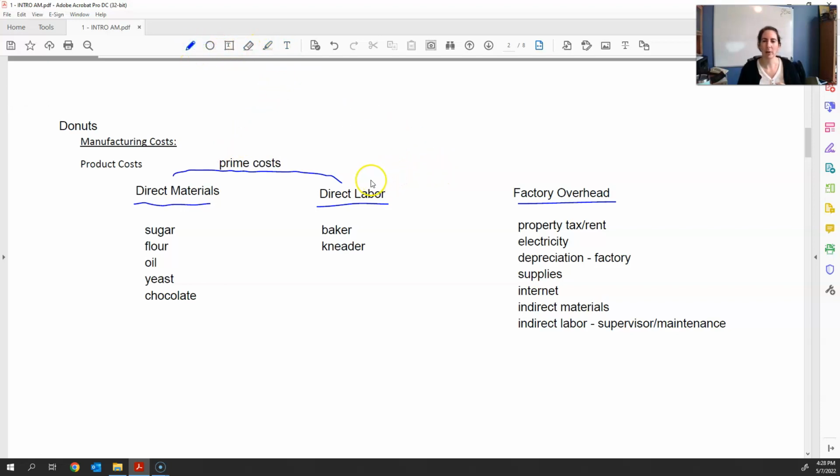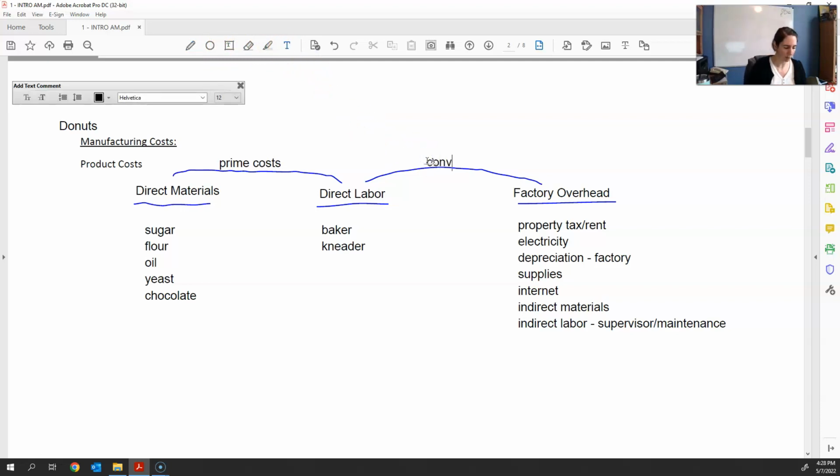Okay. Direct labor and factory overhead together are what are called conversion costs. And that's going to play into something a bit later. But just so you know, these are considered conversion costs. The reason is, you think about it, you're taking direct materials, your raw materials, and you're converting them. You need direct labor and you need factory overhead in order to convert them into your finished product. Okay, so that's where that comes into play.